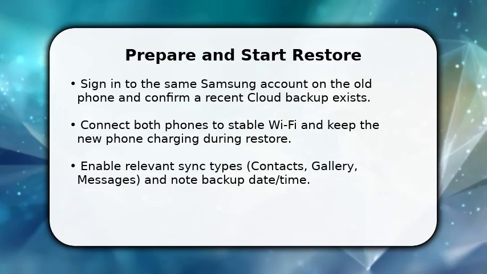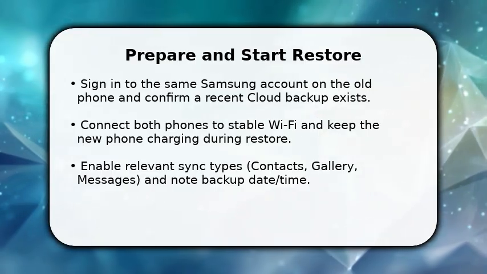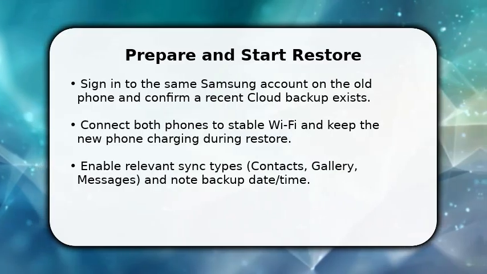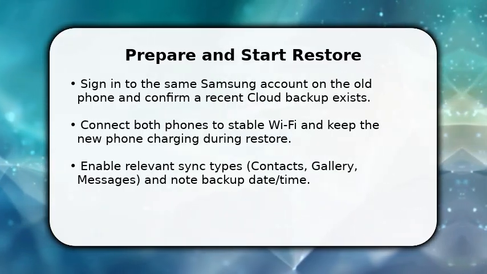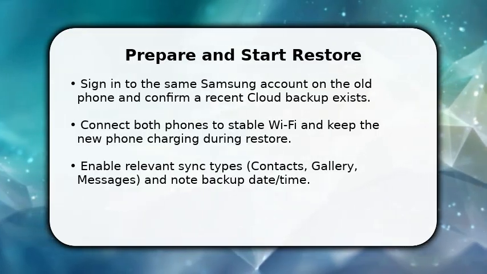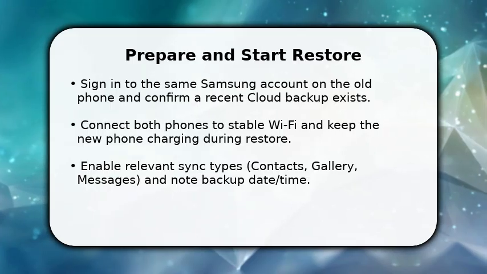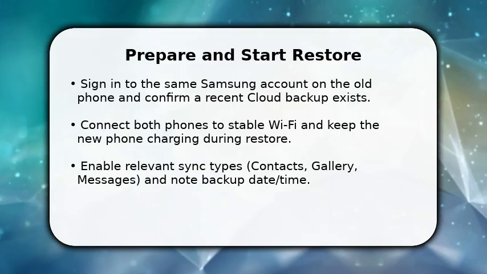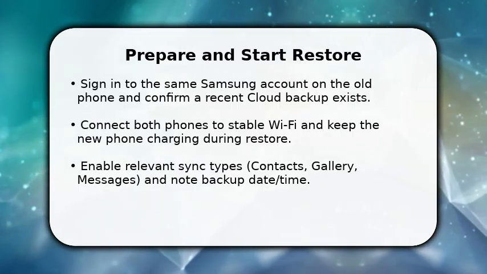You begin by confirming the backup that you will restore. Sign into your Samsung account on the source device and verify a recent cloud backup exists. Once done, power the new phone and connect it to a stable Wi-Fi network. Keep it plugged in to avoid interruptions. Make sure you enabled sync for the data types you need, contacts, photos, messages, so the backup contains them.